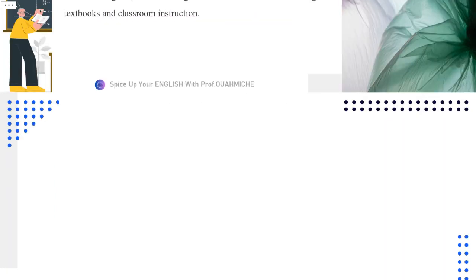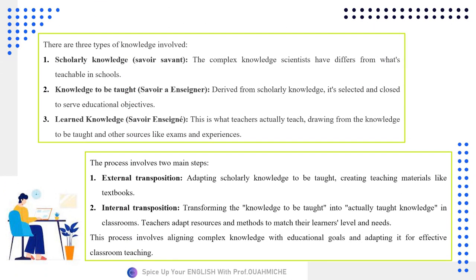Now, there are three types of knowledge involved. Scholarly knowledge, the complex knowledge scientists have, differs from what's teachable in schools. Number two is knowledge to be taught. Derived from scholarly knowledge, it's selected and closed to serve educational objectives. And then number three, we have learned knowledge. This is what teachers usually teach, drawing from the knowledge to be taught and other sources like exams and experiences.